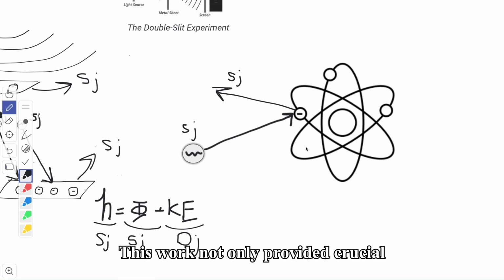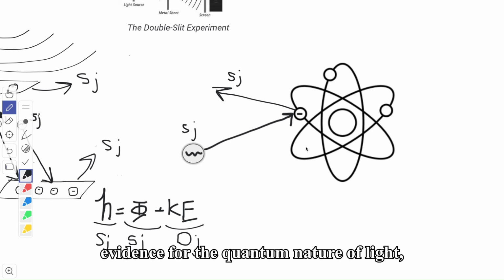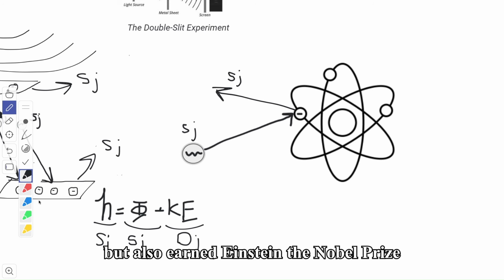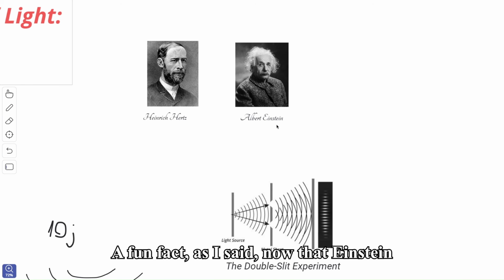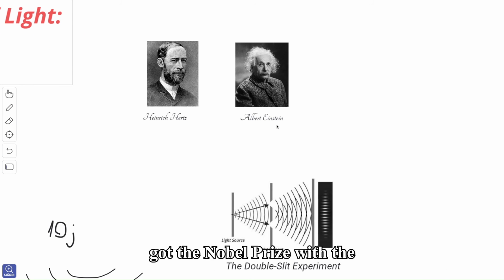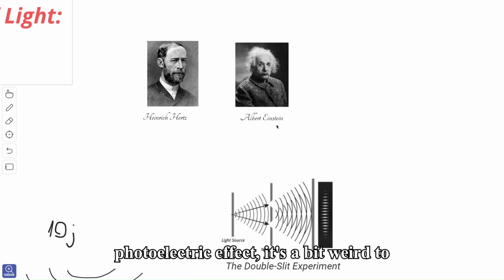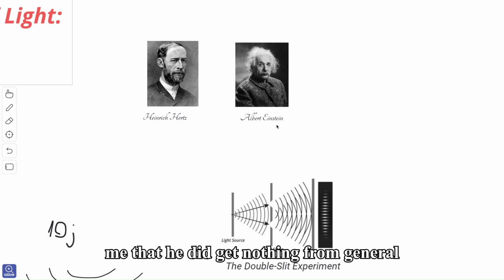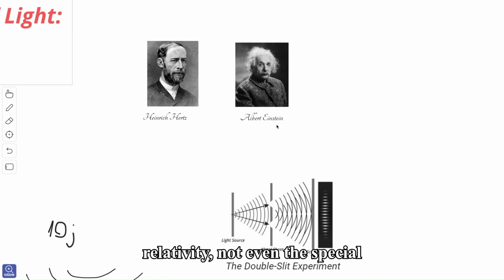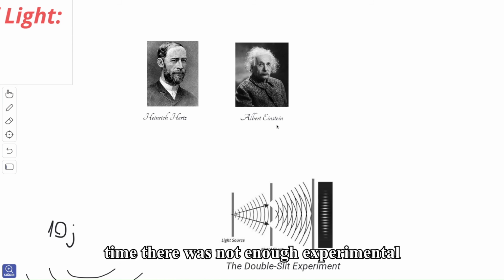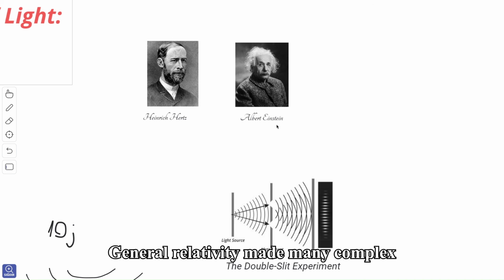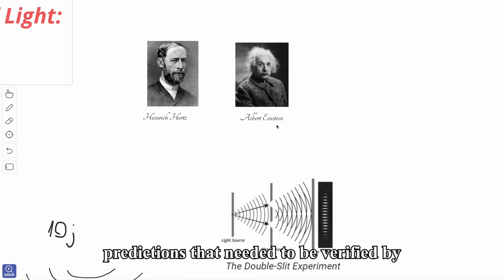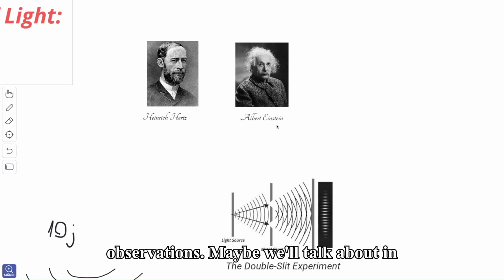This work not only provided crucial evidence for the quantum nature of light, but also earned Einstein the Nobel Prize in 1921. A fun fact, as I said now, that Einstein got the Nobel Prize with the photoelectric effect, it's a bit weird to me that he did get nothing from general relativity, not even the special relativity. Because at that time there was not enough experimental evidence to directly confirm the theory. General relativity made many complex predictions that needed to be verified by observations.